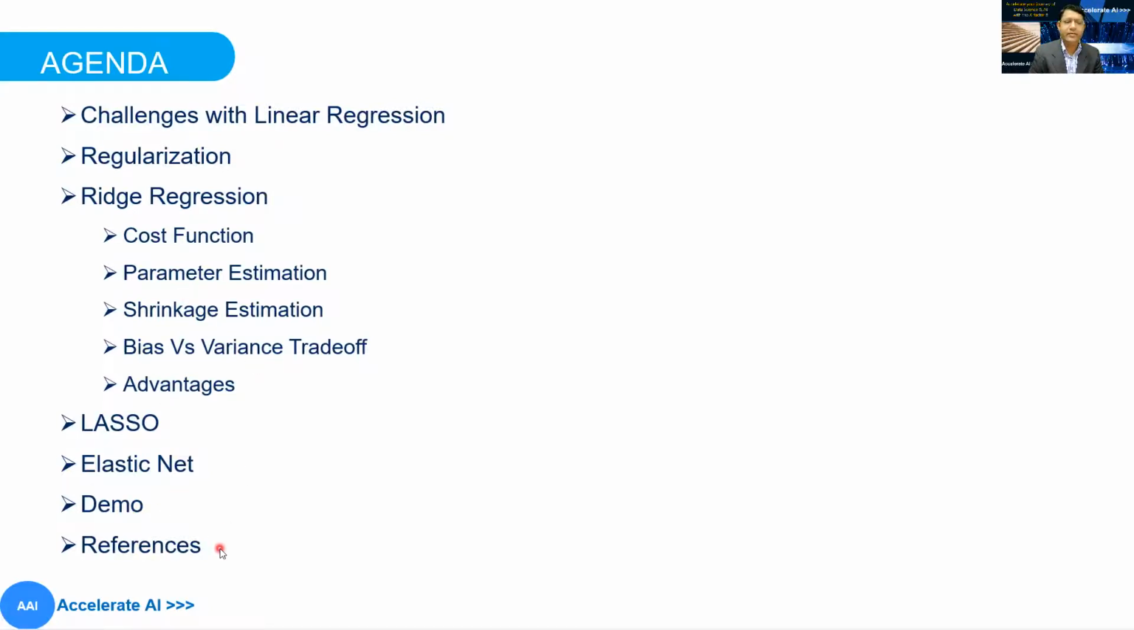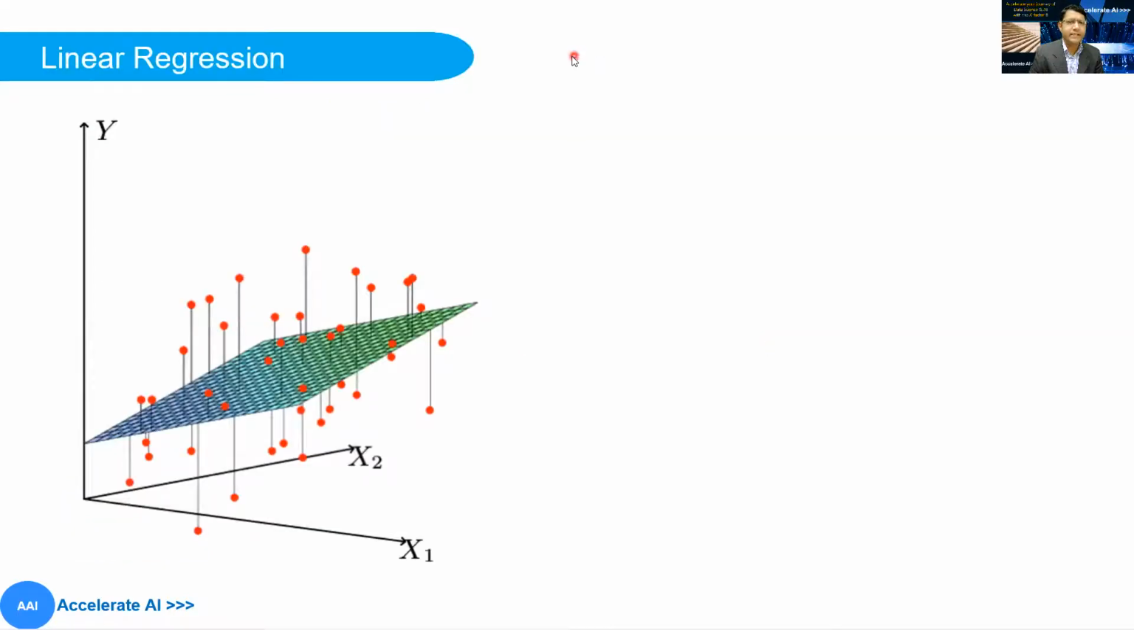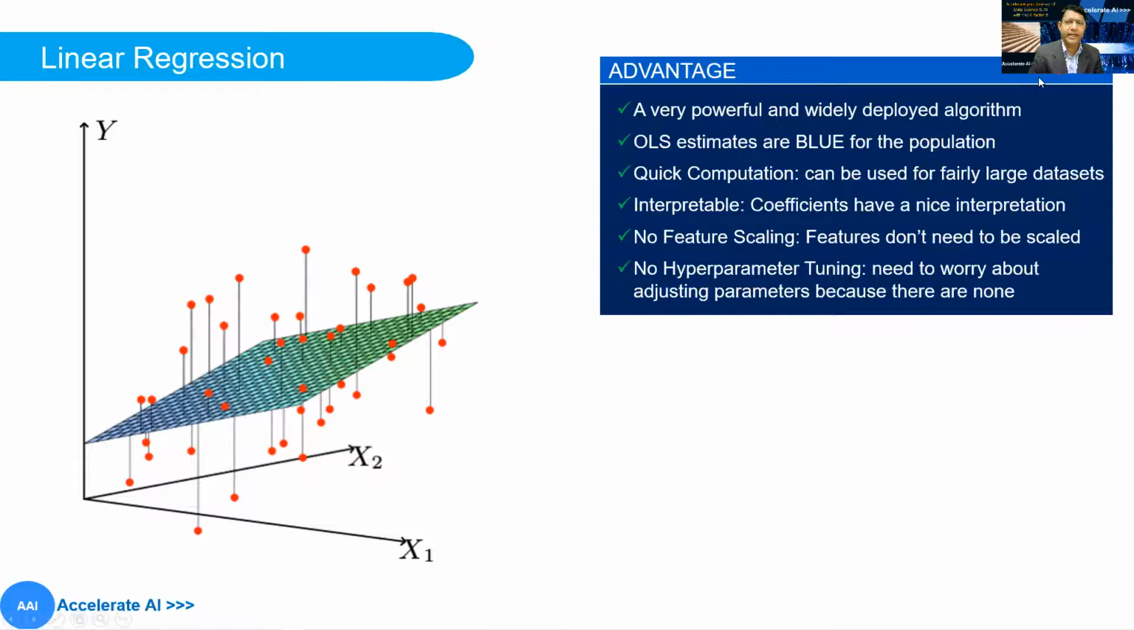And at the very end, I'll share some of the references for those who want to read further about some of these topics. So linear regression, as we know, is a technique in which we try to fit a hyperplane on the given sample data set in such a way that we want to reduce the squared sum of errors or the residuals. Now, linear regression is a very powerful technique and it's a widely deployed algorithm.